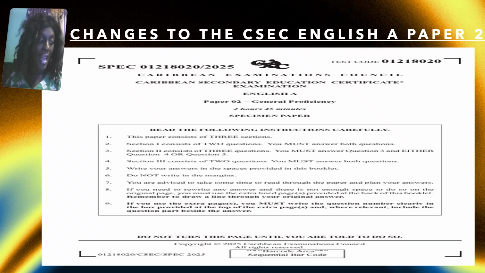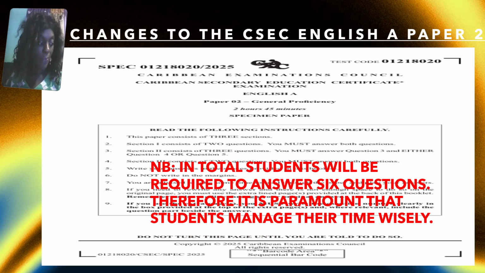Students must answer both questions. I repeat, students must answer both questions. Section 2 consists of 3 questions. Students will be asked to answer question 3 and either question 4 or 5. And then lastly, Section 3 consists of 2 questions and students must answer both questions. So in total, students will be required to answer 6 questions.